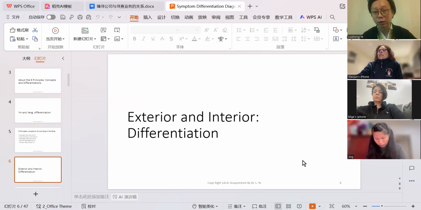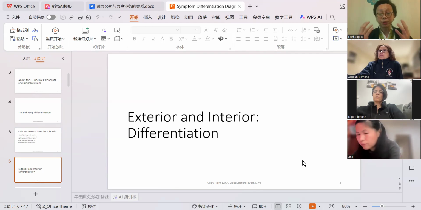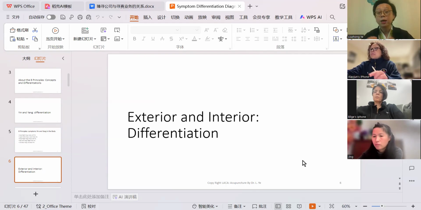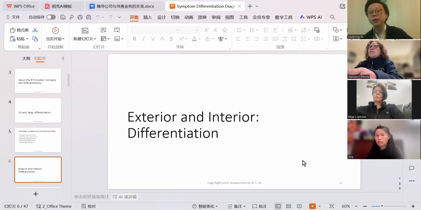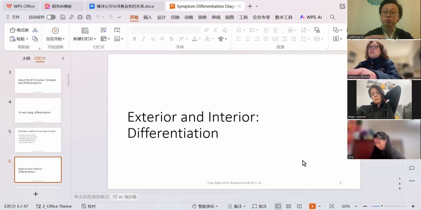For example, earlier we mentioned that yang meridians are related to the exterior conditions, because yang meridians stay on the outside outline of the body; they are the defense systems. So if a condition is affecting the yang meridian, usually that indicates it's still external. If the yin meridian is affected, the condition is internal. So exterior and interior, when falling into these meridian differentiations, is much more straightforward.